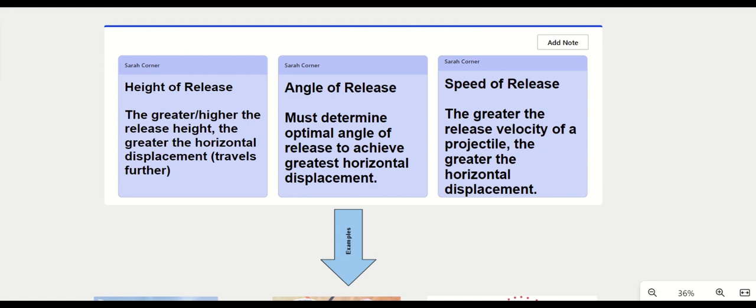If you think about something like a long jump, you get a nice fast run up, you get that speed in the run up, and that then will transfer as momentum as you go to take off. So those three things need to be considered when we are trying to achieve the furthest distance or the greatest horizontal displacement.